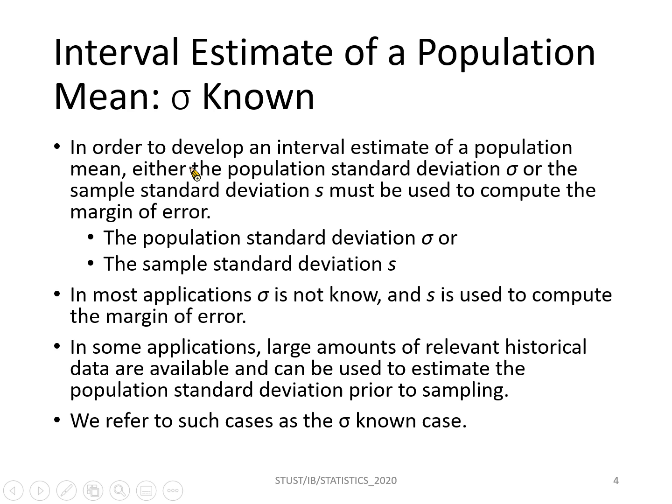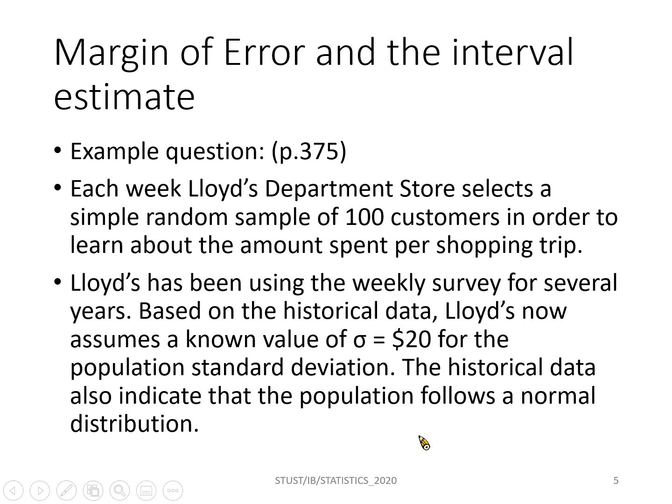But when the context lets us know the standard deviation of the population, we say this is the case where the population standard deviation is known. Then we can use it to estimate the margin of error and help us calculate the interval estimate. You can check your textbook on page 375.